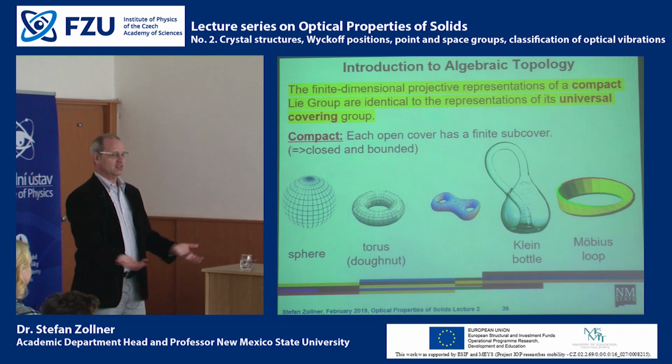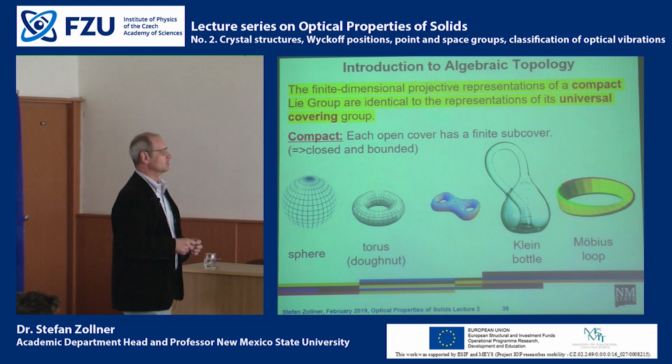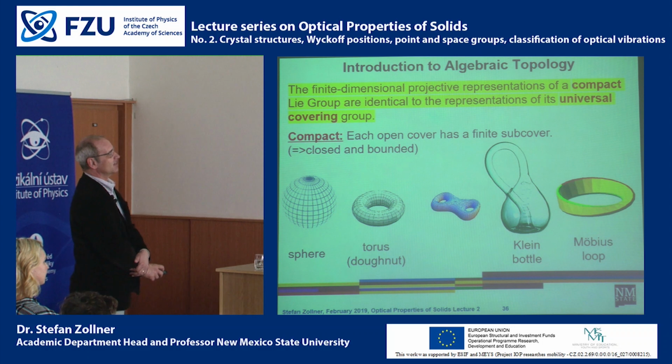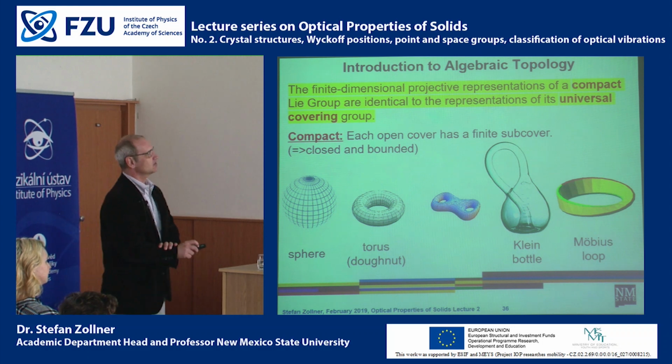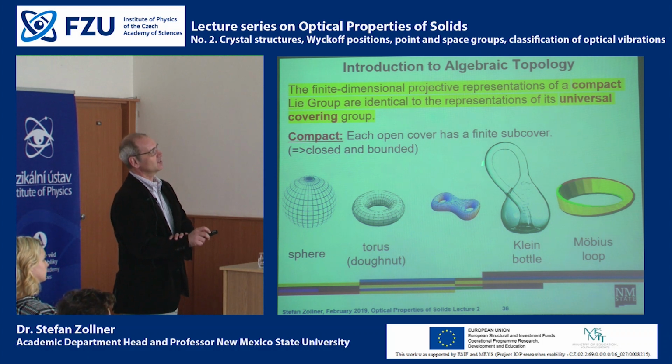If you can build a very large box and you can put your quantum mechanical system inside that box, then that means that it is compact. And here are a few examples of compact spaces. There is the sphere, the torus. This is sort of like a double torus. This is a very strange bottle. It has a hole here at the bottom and the liquid goes in like this. So this is known as a Klein bottle.